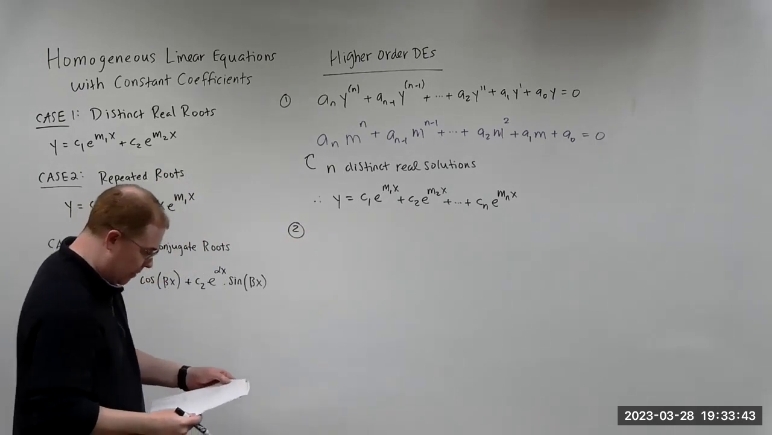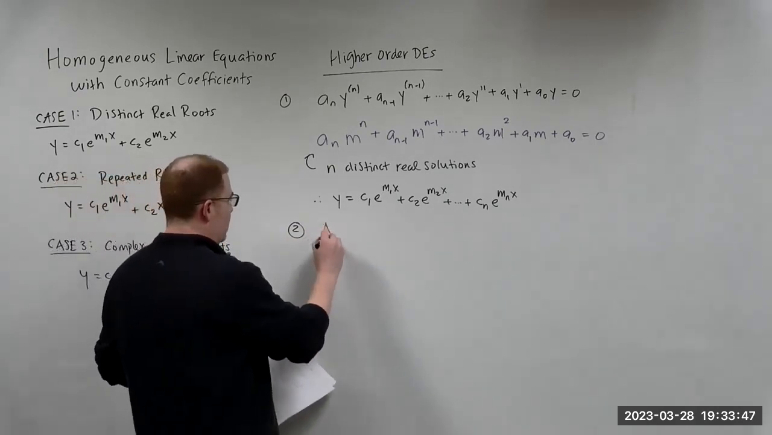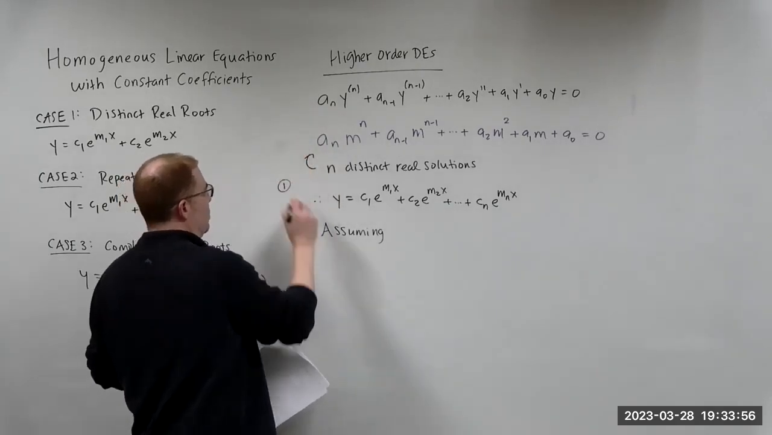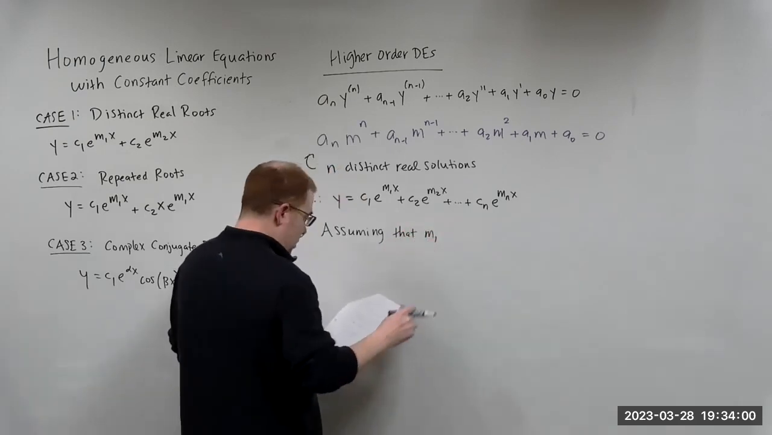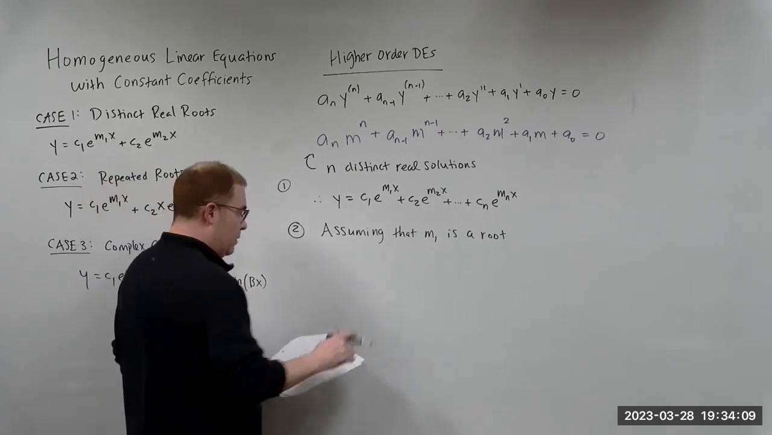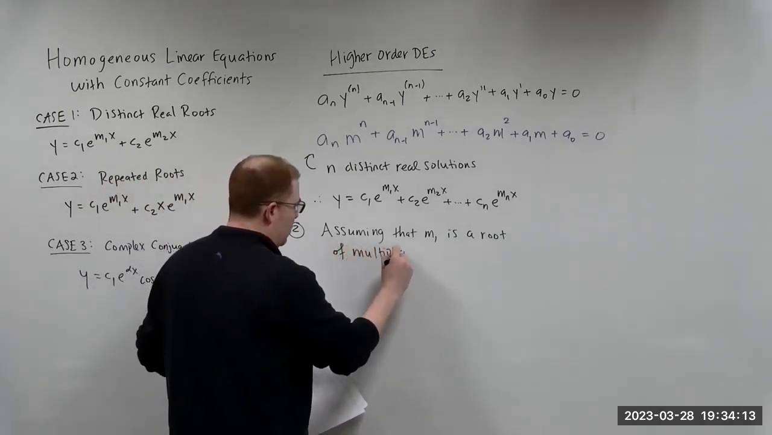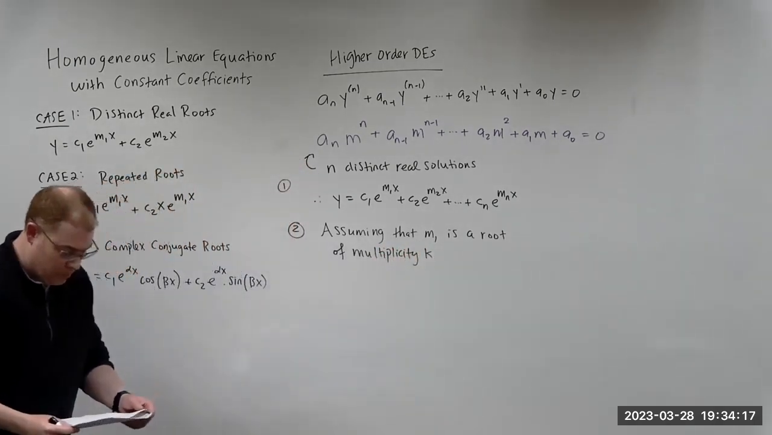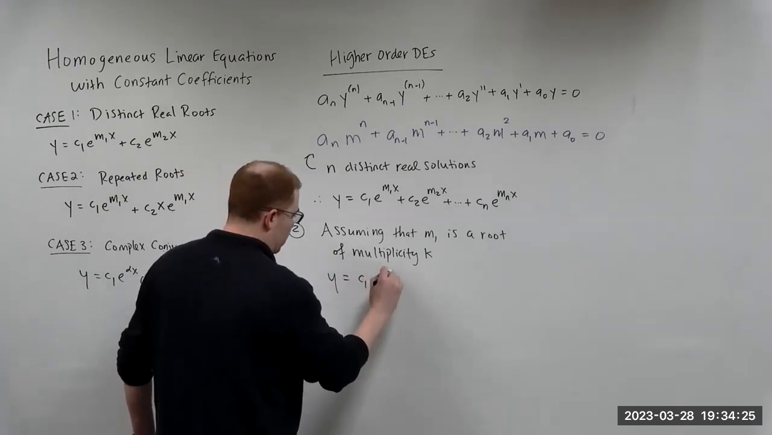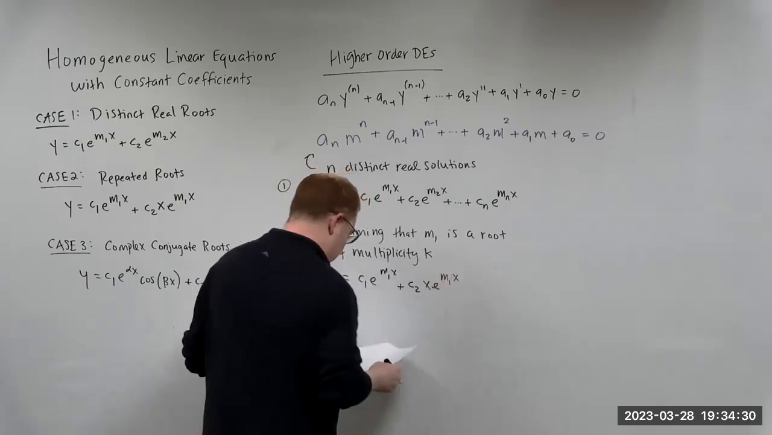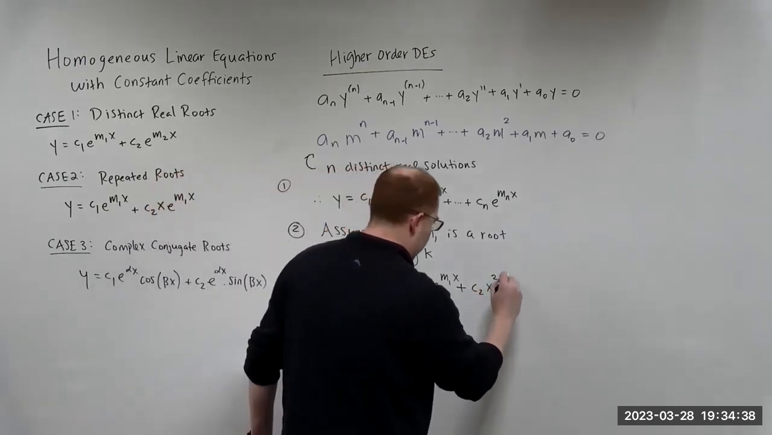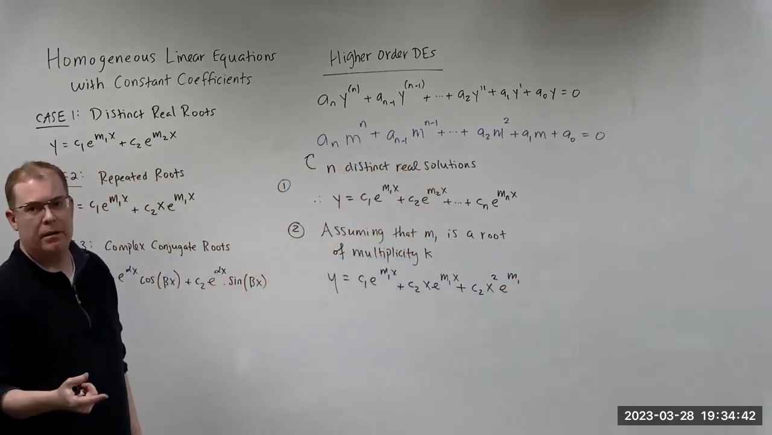The extension of the second case is that, if you have m1, let's say m1 is a root of multiplicity k, then you just extend on this. So you end up getting y equals c1 e^(m1 x) plus c2 x e^(m1 x) and so on. The next one will have an x squared in it. So each term you multiply by x, and that way it enforces those terms to be linearly independent.